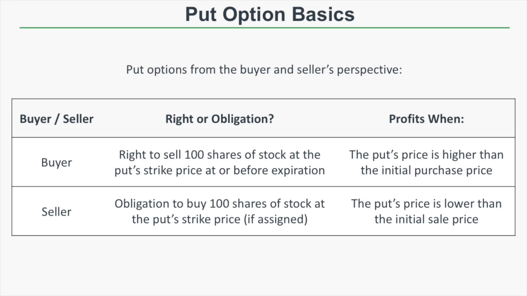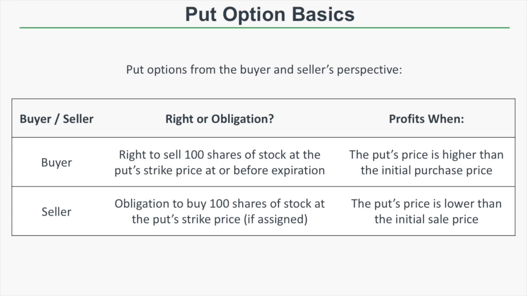Alright, like we did for call options, let's look at put options from the buyer and seller's perspective. So from the buyer's perspective, a put option represents the right to sell 100 shares of stock at the put strike price at or before expiration. Now, a put buyer profits when the put value increases to a value that's higher than what they purchased it for. So if someone buys a put option for $10 and that put option rises to $12, that represents a $200 profit on that option because a $10 option is worth $1,000. So if they buy it for $1,000 and it rises to $1,200, they have a profit of $200.